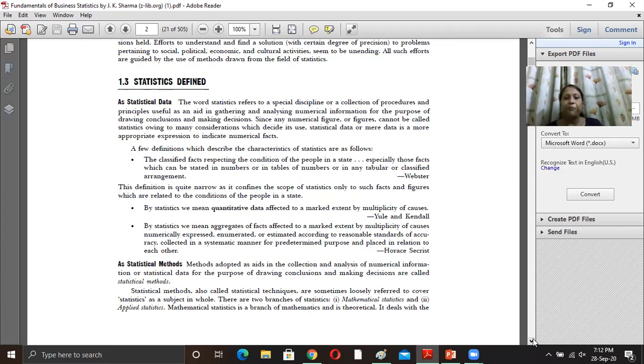Therefore, a statistical method should be learned carefully. Statistical methods, also called statistical techniques, are sometimes loosely referred to as statistics as a subject in whole. There are basically two branches of statistics. One is mathematical statistics, another one is applied statistics.